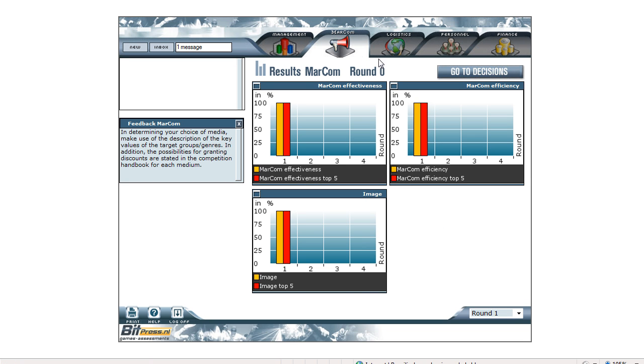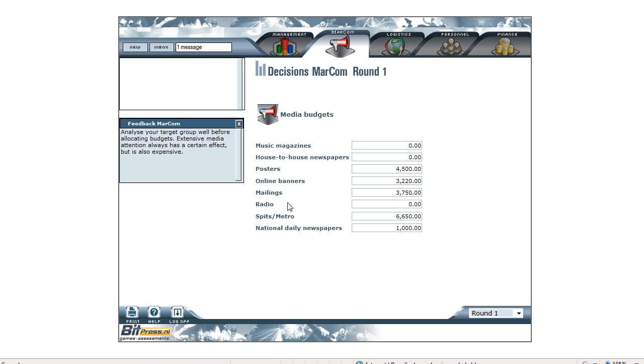At the next department we go to decisions, and there you have to make your marketing communication decisions. Analyze your target group well before allocating your budgets. Extensive media attention always has a certain effect, but is also expensive, so be careful what you plan. And please read about this in your competition handbook. Of course, at marketing communication you have to choose the media channels that fit your genre of the Poppodium and your image that you want to reflect.